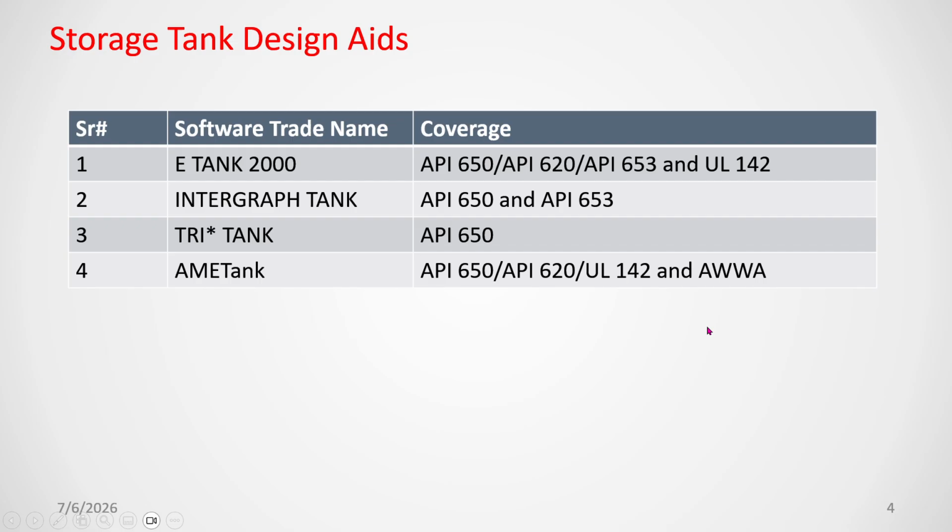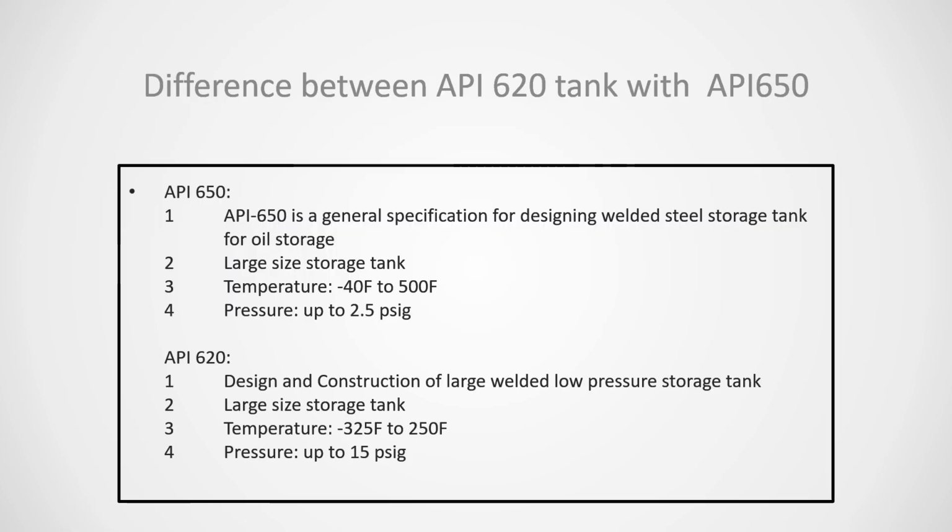Like this AME tank, API 650, 620, UL 142, AWWA, that's the software for tank manufacturing standard. These are the software available. Now I have told you the two main standards we are normally using for manufacturing of carbon steel tank, that is the API 650 and API 620.